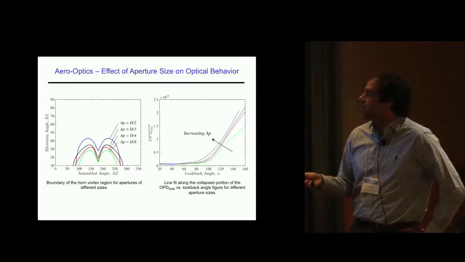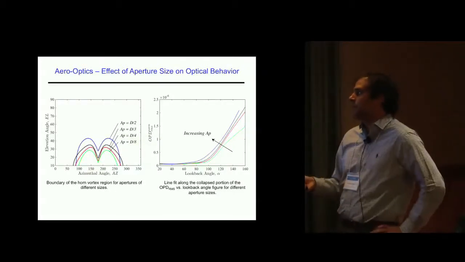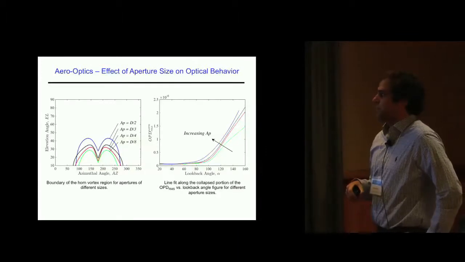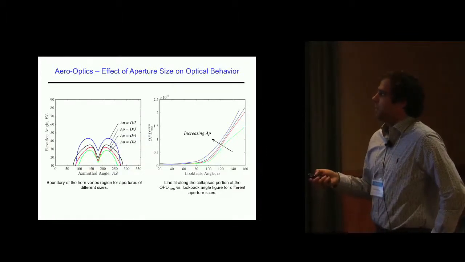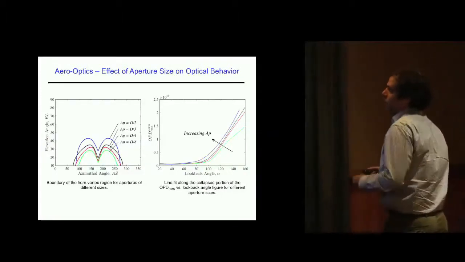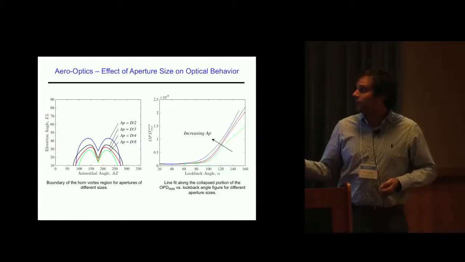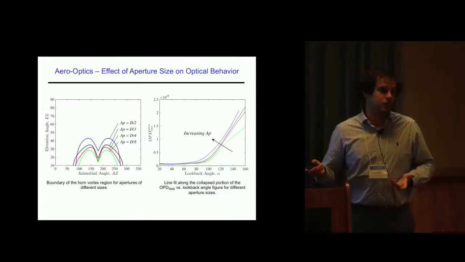And then this is a plot of all those collapsed regions. It's interesting because above a certain aperture size, which I think is due to tip-tilt removal, a kind of cleaning up of the optics, all those collapsed regions seem to have a similar slope with the look-back angle. So there's something interesting to look into there too.